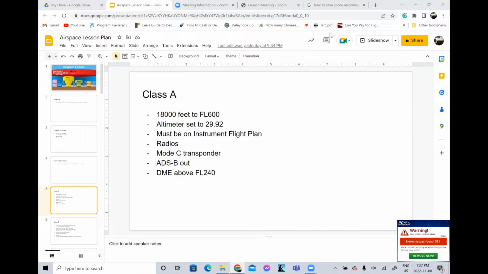But in order to fly in Class Alpha, you will also need to have radios to talk to ATC, a Mode C transponder, ADS-B out. And if you're going to operate above flight level 240 or 24,000 feet, you need some sort of distance measuring equipment. This could be either just a DME itself or a GPS.